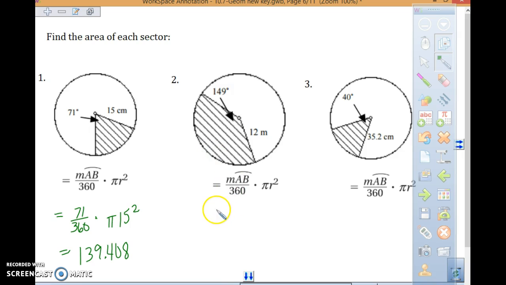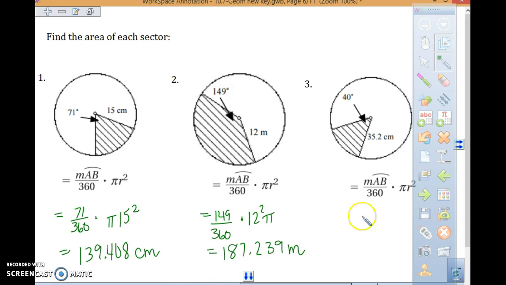The next question. Again, we want to find the area of the shaded sector. So our central angle is given at 149. So we want 149 degrees out of a total of 360. Taking that times the area formula, so our radius is 12. So 12 squared pi. Take a couple seconds, throw that on your calculator. 187.239. Label would be meters. Label on the first one was centimeters.